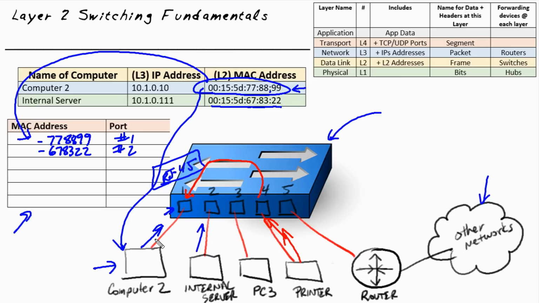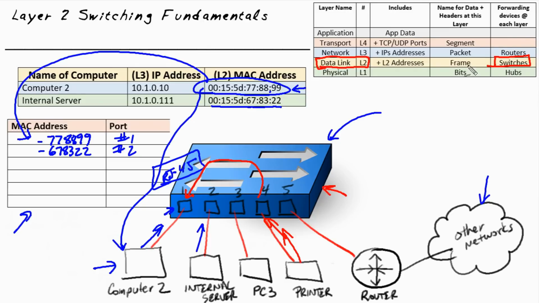So layer 2 switches that make forwarding decisions based on MAC addresses, layer 2 addresses, are commonly known as layer 2 devices. So here at layer 2, the data link layer, that's a very common device that we're going to have: a layer 2 switch that's making those forwarding decisions based on those MAC addresses.